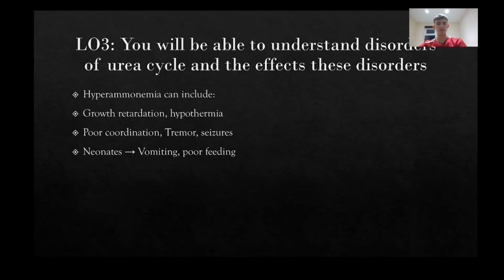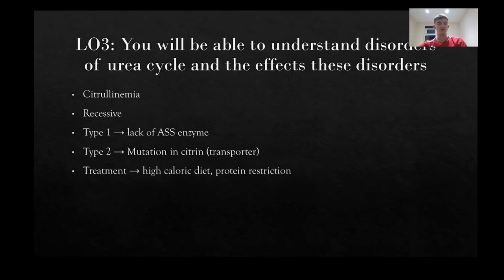So then we've got hyperammonemia. It's kind of a symptom of what happens when there's too much ammonia. So growth retardation, hypothermia, coordination, tremor, and seizures, and in neonates, so newborns, poor feeding and vomiting. Then we've got the citrullinemia. So this is recessive again, and it's type 1, and that's lack of that argininosuccinate synthase enzyme. We can also have type 2, which is mutation in citrin transporter. So as the name suggests, it's transporting the molecule. And this one, we've got high caloric diet, but also again protein restriction.